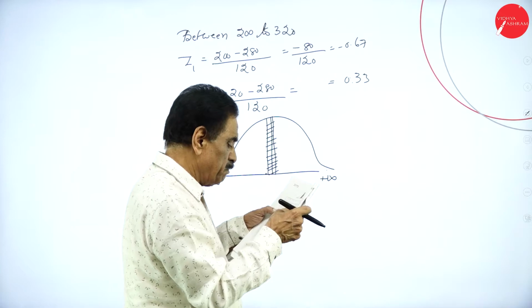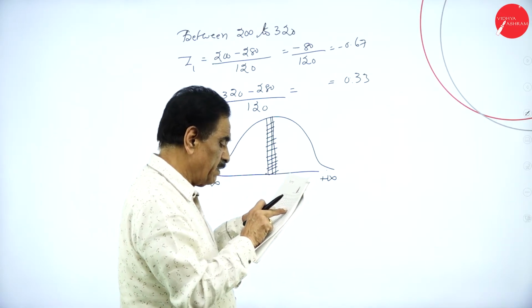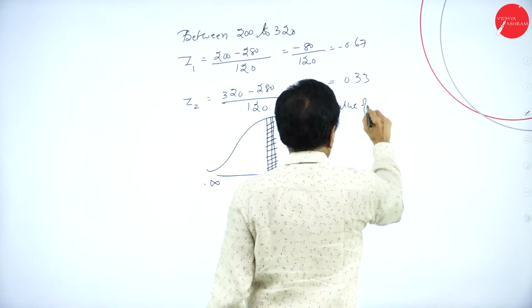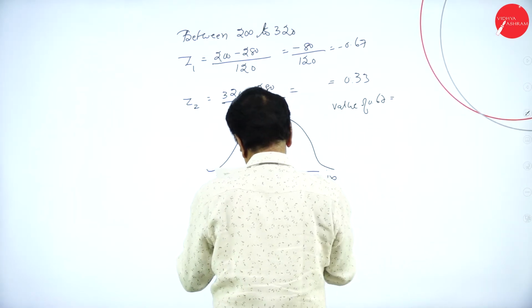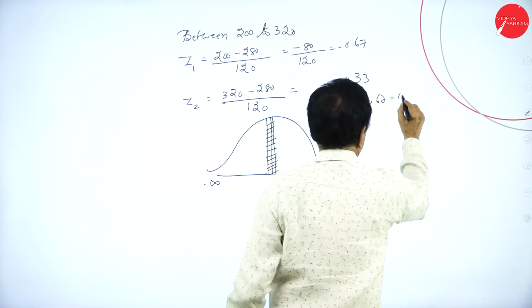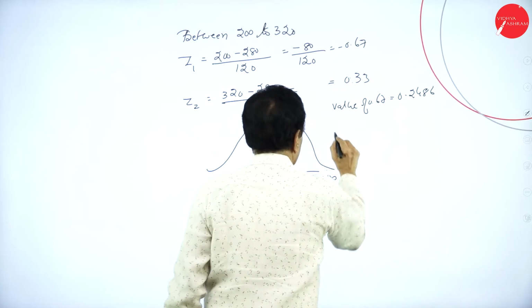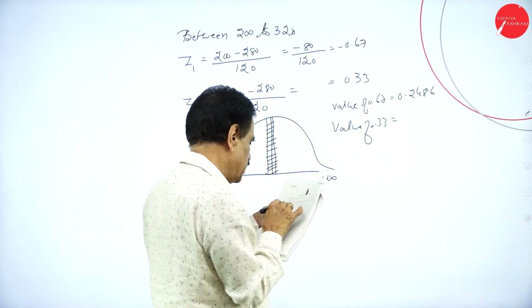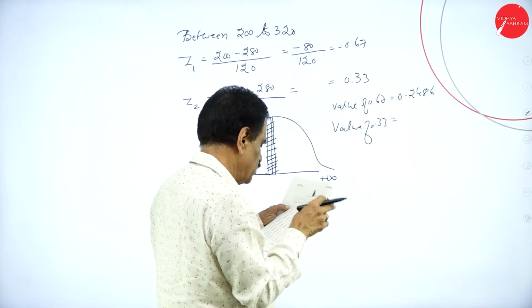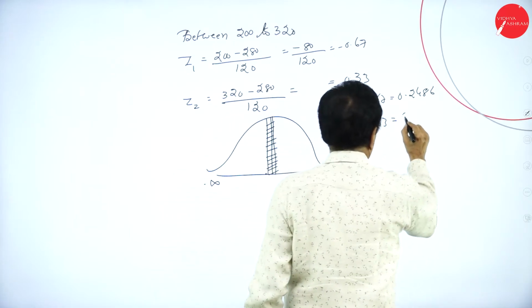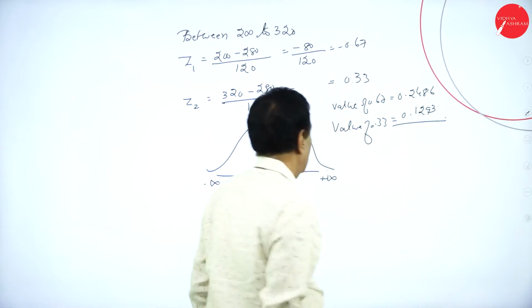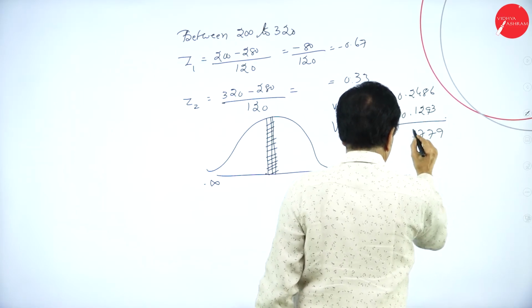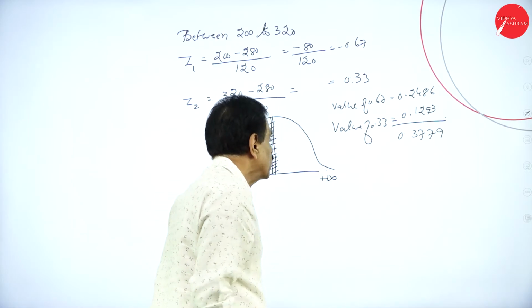So the value of 0.67 is 0.2486. The value of 0.33 is 0.1293. Add the figures: 0.3779.